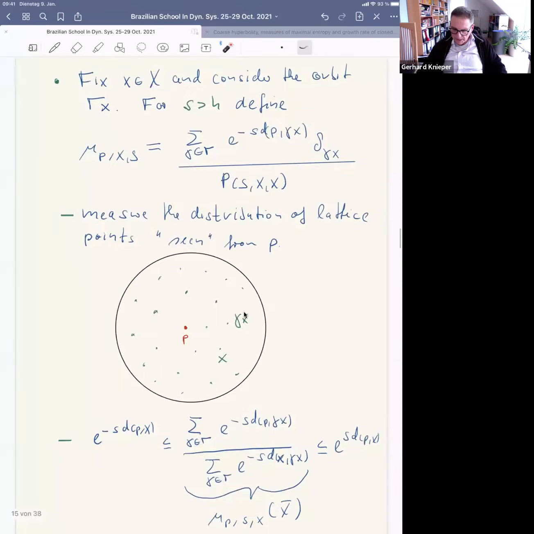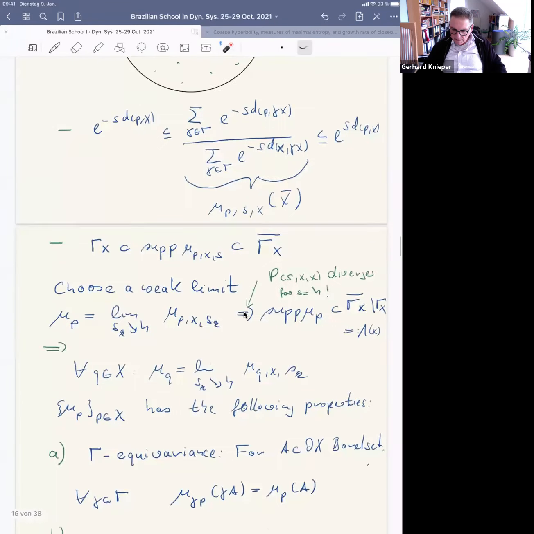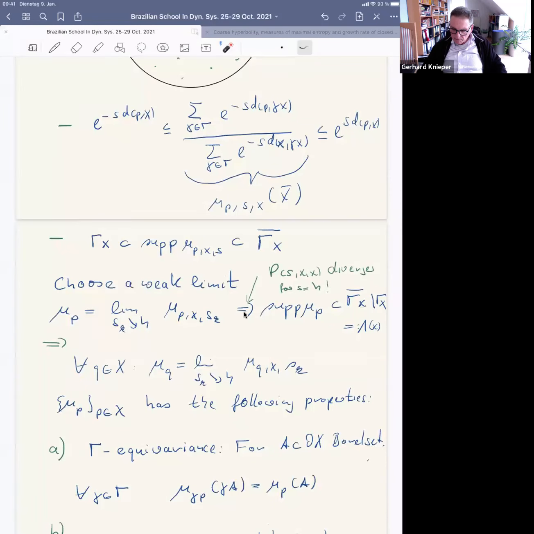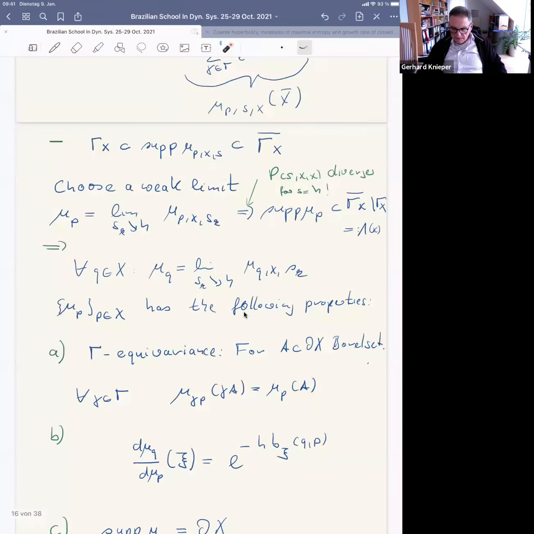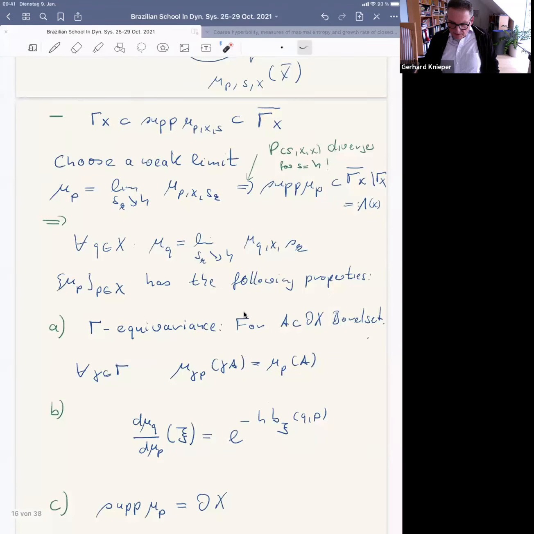And in this way, I get measures which depend on the observation point P. So I get a full family of measures. For each P, I get a measure. And now it becomes important what kind of properties this measure has. The first property is more or less obvious, just a consequence of the fact that gamma acts isometrically on the full space X. So if you have any Borel set, so we have a topology on this boundary, then for all elements gamma, if you move the set by gamma and you move your observation point P to gamma P, then you didn't change anything. So you get the same measure. This is this kind of gamma equivariance.